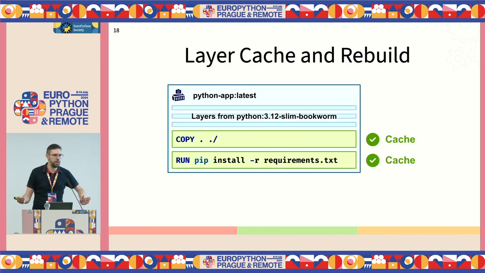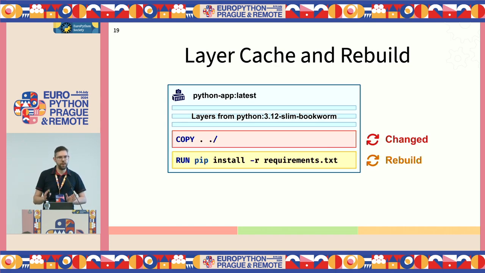If we rebuild the image without making any changes, it's no problem. Both layers can be reused from cache. The copy directive uses file hashes to detect if there are any changes, and the run directive uses only the text of the command. However, if we change any file in our application and rebuild the image, a change in the copy layer will trigger a rerun of pip install. This is because each layer depends on the previous one. So if there is any change in the previous layers, the cache cannot be used for that layer.